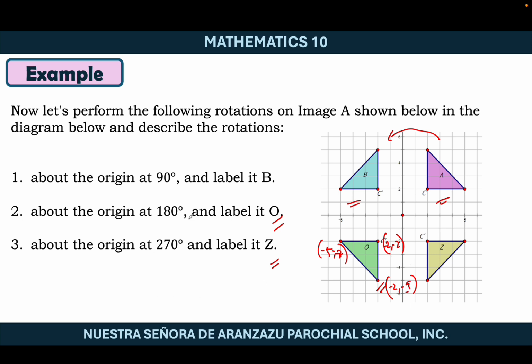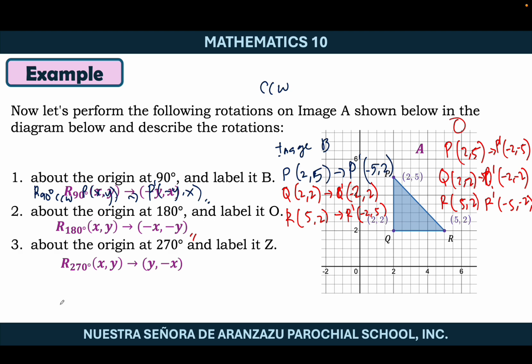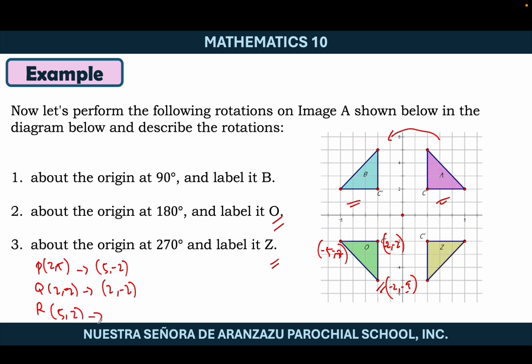Then, kapag 270 degrees naman, switch their position, then change the sign of your x. So, kunin natin yung P natin. Ano yung given na P kanina? 2, 5. So, yung rotated point nito is 5, negative 2. So, si x naman yung nagbago yung sign. Then, yung Q natin is 2, 2. So, this will become 2, negative 2. Then, si R natin, what is our R? 5, 2. From 5, 2, this will become 2, negative 5. So, lahat yan makikita mo sa quadrant 4. Dito. Okay?